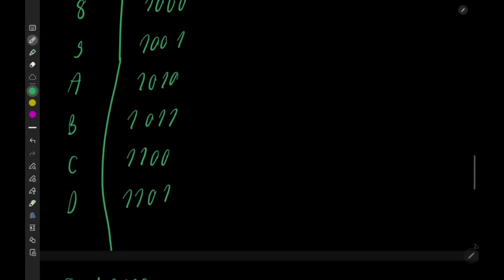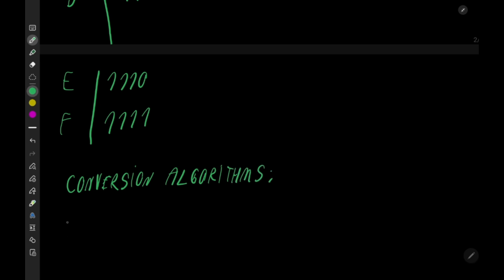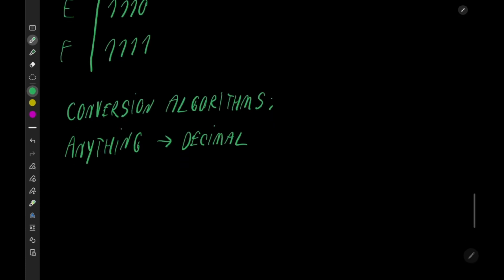Okay, now that we know that, I also want in this lesson to explain some conversion algorithms. The first one we're going to talk about is anything to decimal. So, any number to decimal. Let's start first with binary to decimal.